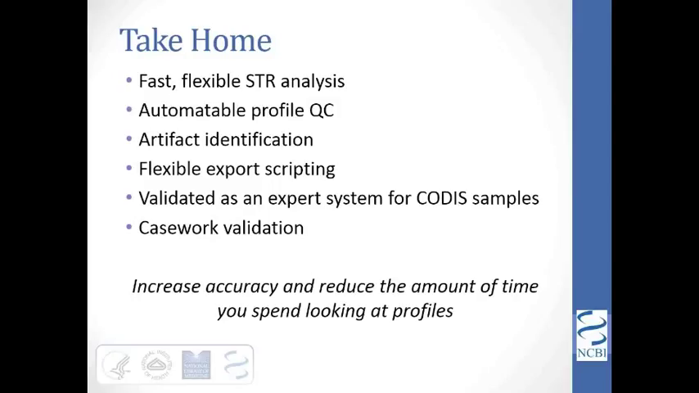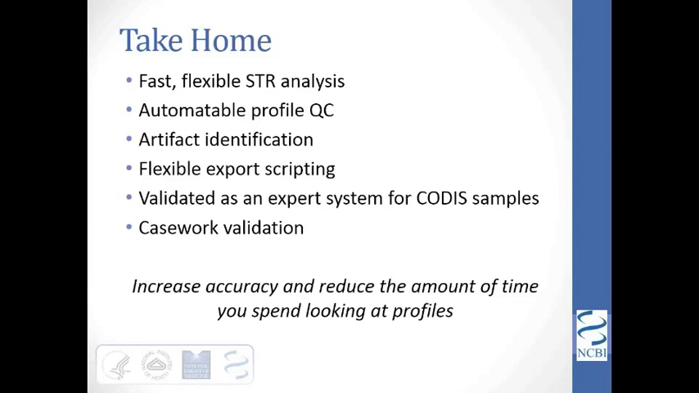So the take-home is that OSIRIS is fast and flexible STR analysis. It gives you automatable profile QC with artifact identification. It has a very flexible export so that you can actually get your data into whatever tables or link system you like. It's validated as an expert system for CODIS samples by the Illinois State Police CODIS Laboratory, and it's been validated for casework by the U.S. Army Crime Lab. Basically, what it's designed to do is increase accuracy and reduce the amount of time that you spend looking at your profiles.